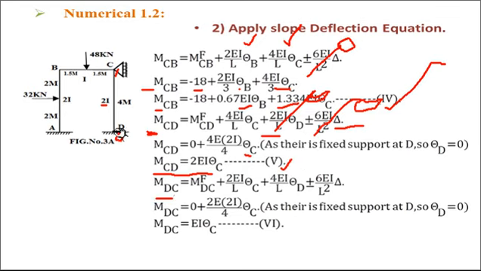Now next is for end D. MDC is equal to, again in case of MDC the fixed moment is 0, no load. For MDC, theta D is 0, delta is 0, non-sway frame, so in terms of theta C our equation becomes 2E into, in bracket, 2I divided by 4 into theta C. So simplifying, MDC is equal to EI theta C.